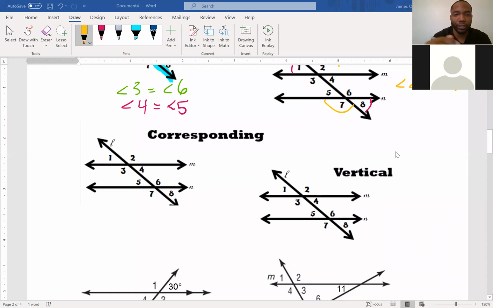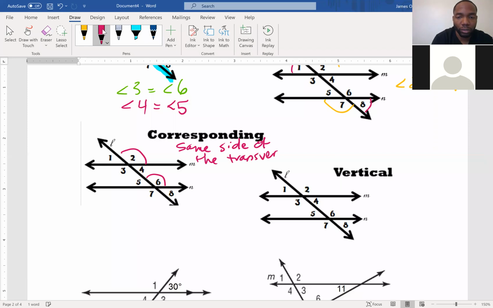Now, corresponding is a little different. If I tell you that 2 and 6 are corresponding, I am saying they are on the same side of the transversal, one inside and one outside of the parallel lines. So corresponding angles are on the same side of the transversal, one inside, one outside. This one is on the outside, and this is on the inside. I will highlight this transversal this time. Same side of the transversal.